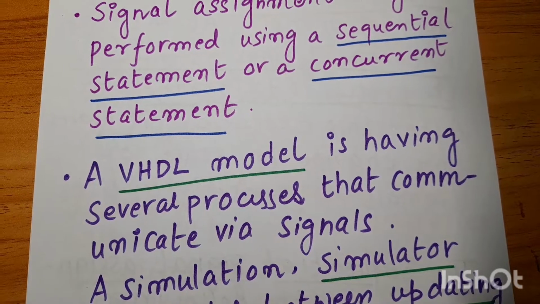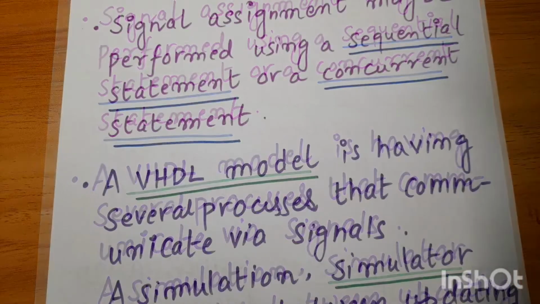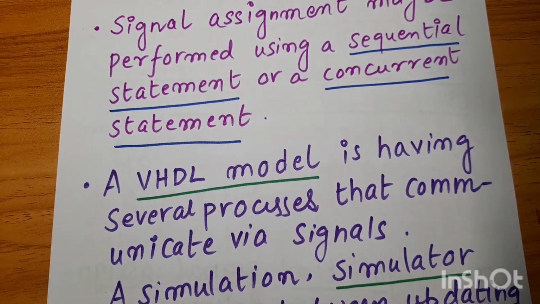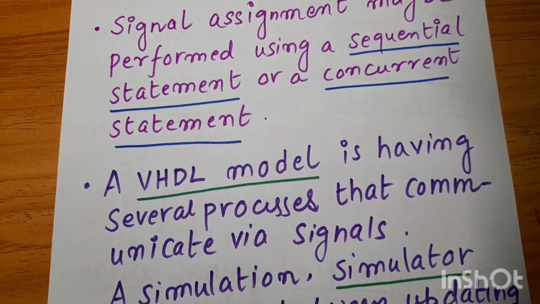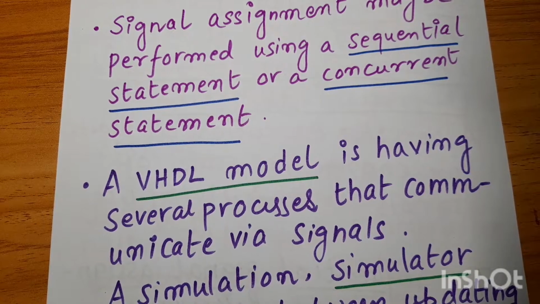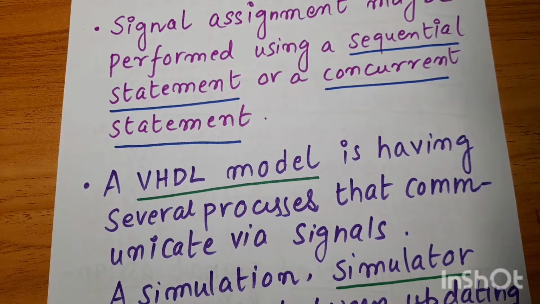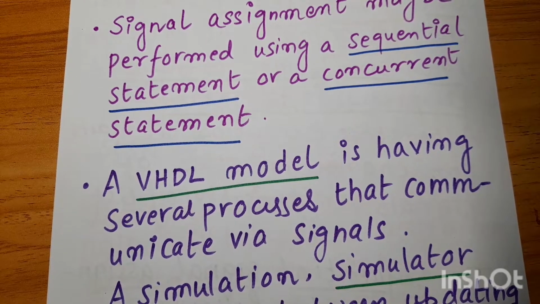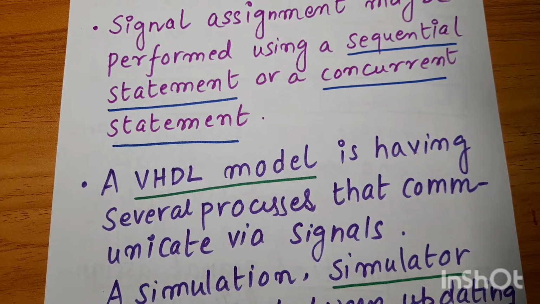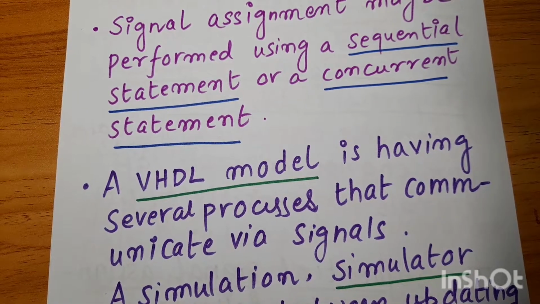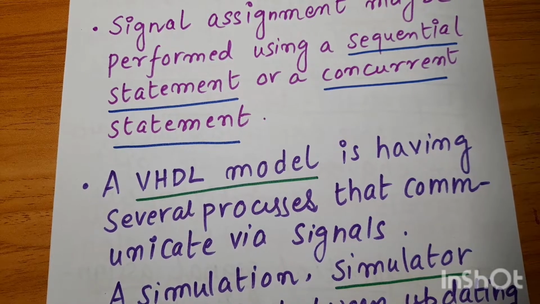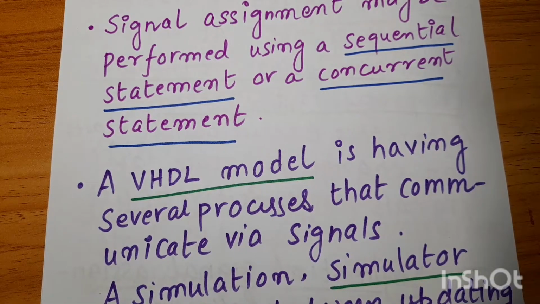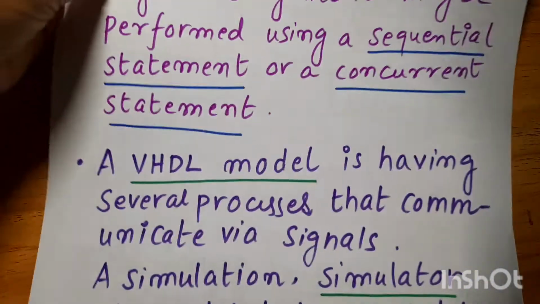So what are the signals we have? We mostly mention it at the entity block, and the architecture uses those signals, those interfaces, and the processes use the signals. So apart from those, the internal signals we declare inside the architecture block. A VHDL model is having several processes that communicate via the signal.